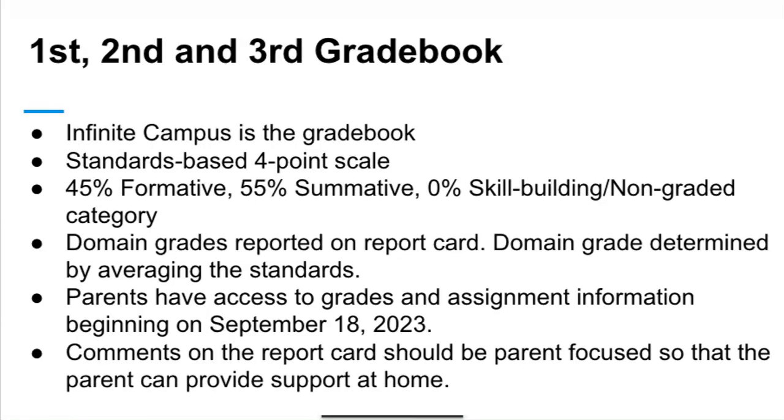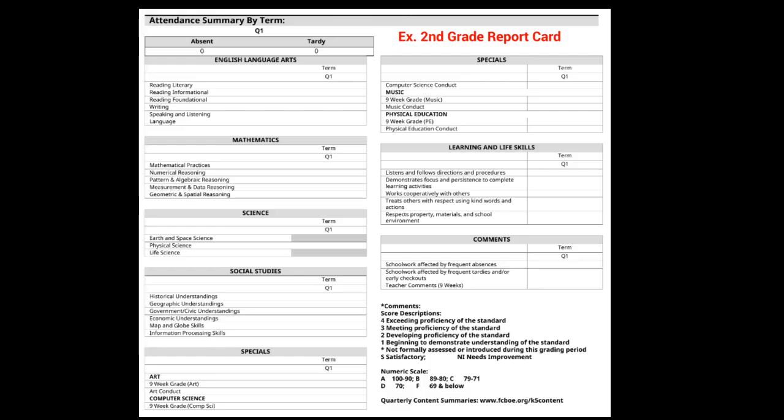In first, second, and third grades, Infinite Campus is the gradebook. The standards-based 4-point scale will be used. 3 grading categories are available in Infinite Campus. These are formative, summative, and skill-building non-graded categories. Only the domains are on the printed report card. The domain grade is determined by averaging the assignments beneath that domain.